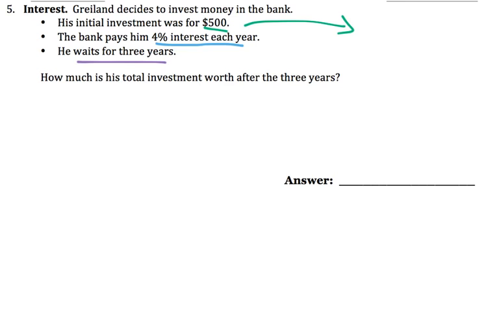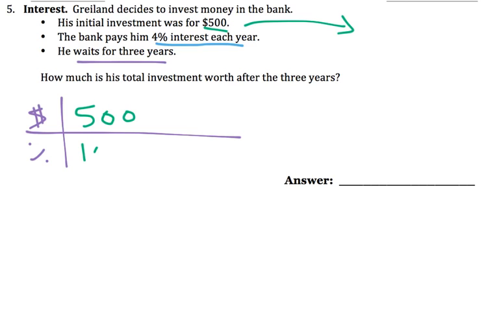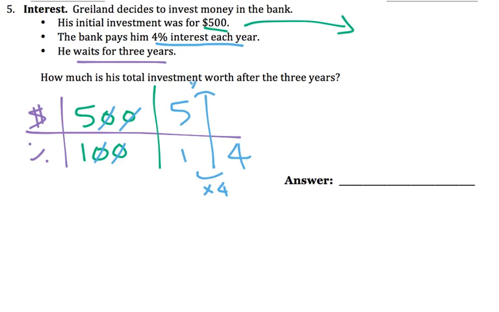How much is his total investment after the 3 years? Alright, so Graylin puts $500 in the bank, so that's his whole investment, so that's 100%. And then he's going to get 4% every year. So let's use the unit rate strategy. 1% is $5. So that means that 4%, let's see, times 4, that would be $20. Cool. So he's going to get $20 per year. And that's called his interest.